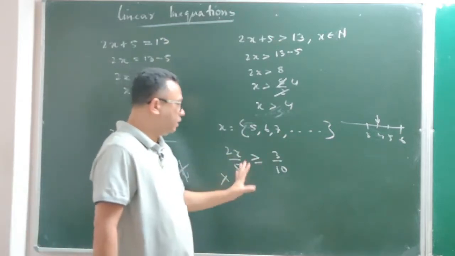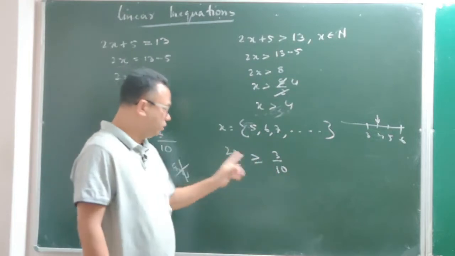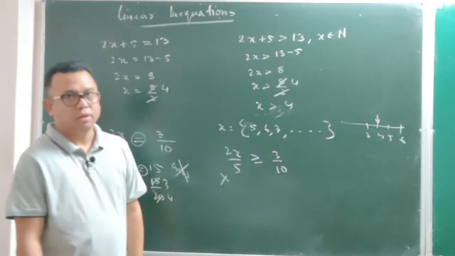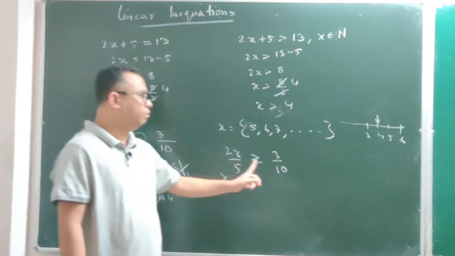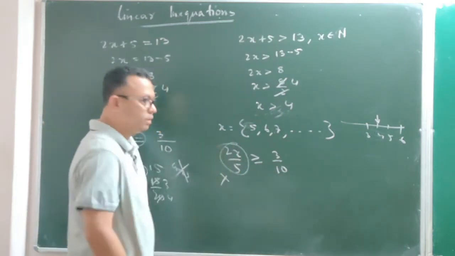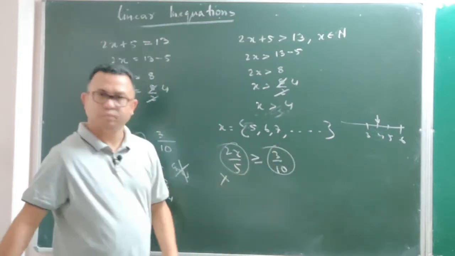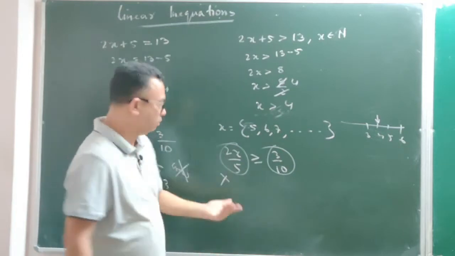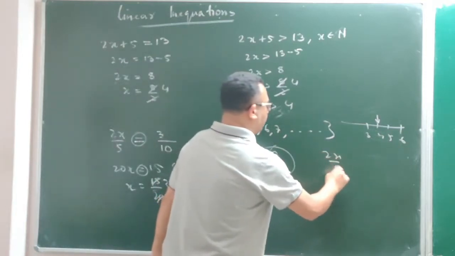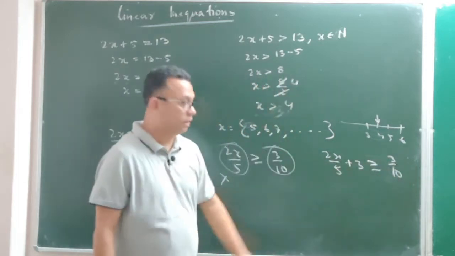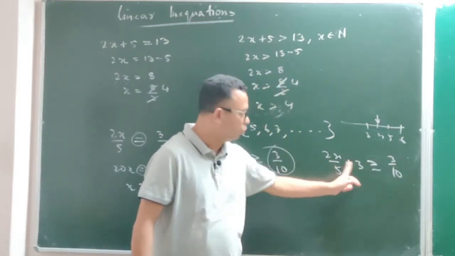So if you ask me, sir, in inequation, how to solve a question where there are fractions? Okay, now listen. First, convert both sides into a single fraction. You can see the left side has a single fraction, the right side also has a single fraction. By fraction, for example, if you had 2x by 5 plus 3 greater than or equal to 3 by 10, then on the left hand side you don't have a single fraction, you have two of them.